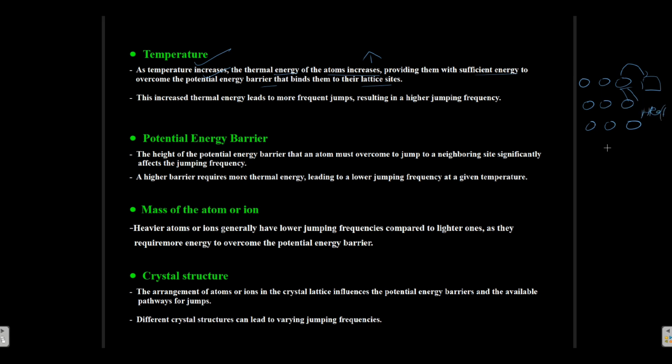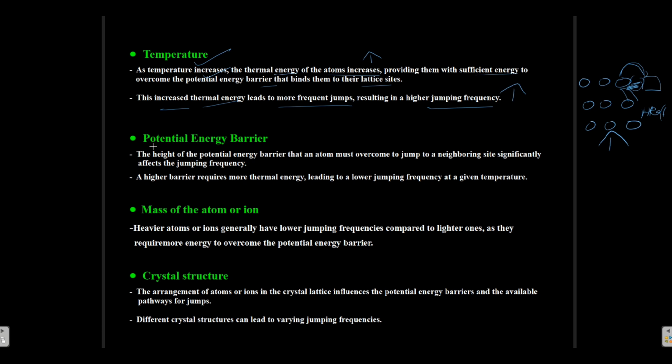It will get it from heat. So if we increase the temperature of the system, then the ion neighboring this vacant site will get enough energy to overcome this potential energy barrier. So you can see there is a gap, right? This is the gap. From here to here, it needs to jump. So the energy to jump is provided by the higher temperature. So this increased thermal energy leads to more frequent jumps, resulting in higher jumping frequency. So it also says that with increasing temperature, the jumping frequency increases. It is a very simple concept, right?